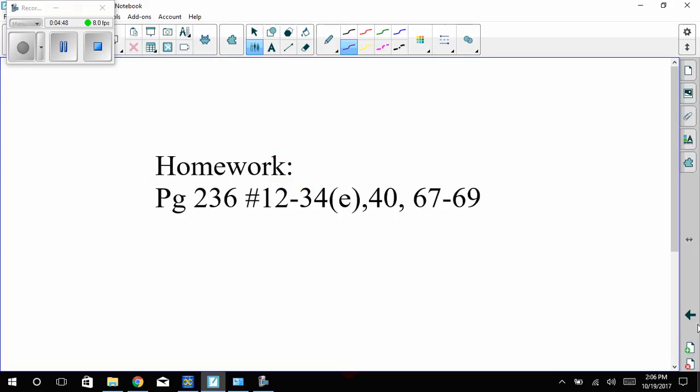And then there's your homework. So today, point-slope form, writing the equation. Remember, you don't have to distribute in that. Then going to standard form and going to slope-intercept form.